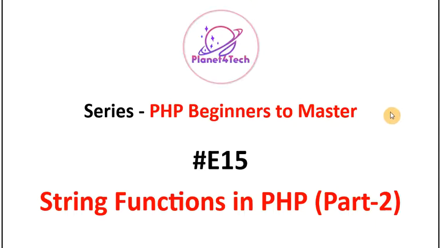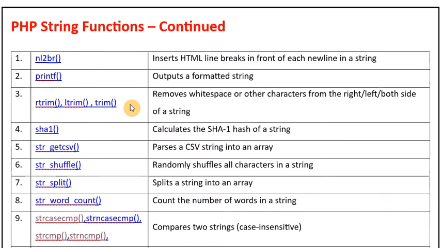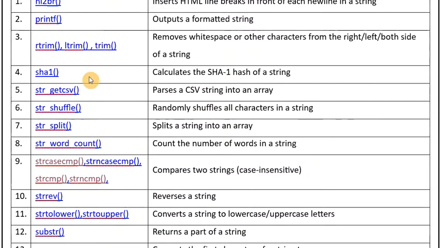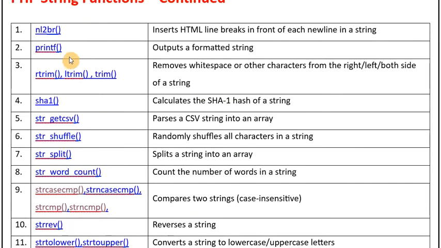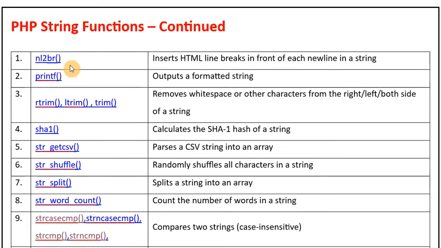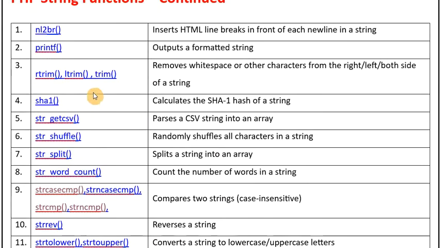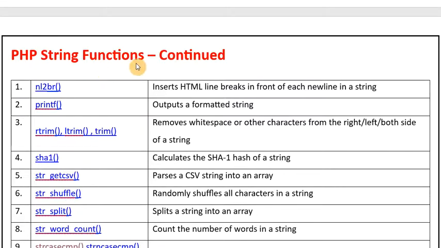So let's get started. As you can see on the screen, today we have a list of 14 important string functions, which I am going to describe one by one. Today we will complete this string functions topic in this session itself. So let's see the first function. The first function is nl2br, which is new line to BR.